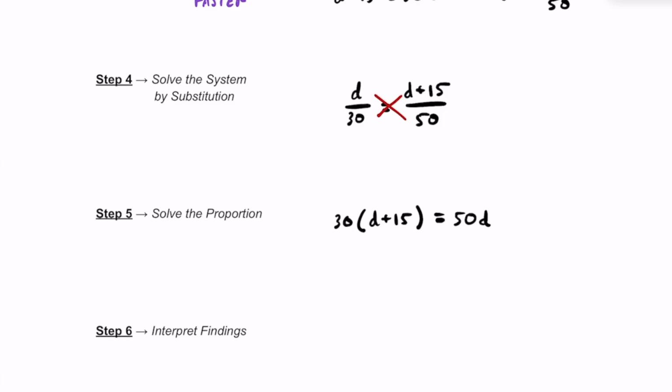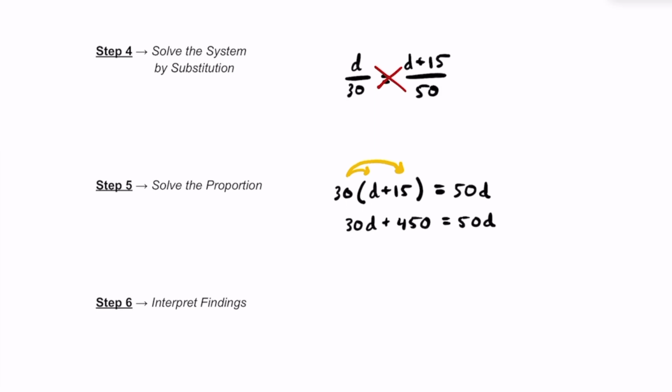Let's distribute this 30 to both terms on this side of the equation. If we do that, we're going to get 30D plus 450 is equal to 50D. Now, if you subtract 30D from both sides, we're going to get 450 is equal to 20D. And if you divide both sides by 20, the zeros can cancel out with each other. And then 45 divided by 2 is going to be 22.5, or the distance here would be 22.5.